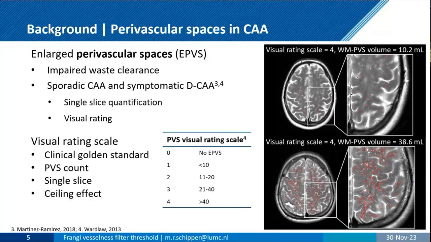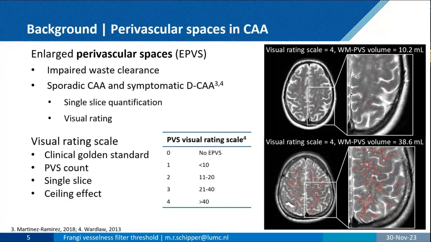in level 4. So we think and we see that there is quite a strong ceiling effect because a lot of these patients actually already fall within level 4. And this is also indicated already on the picture on the right. So this is already partially some results from this study. So you see 2 patients, bottom one and top one. And both of them fall within the 4th level of the visual rating scale, but they actually have very different levels of white matter perivascular space volume.